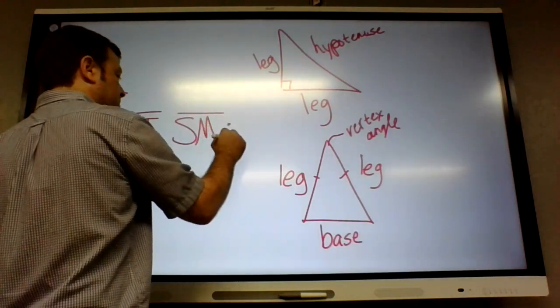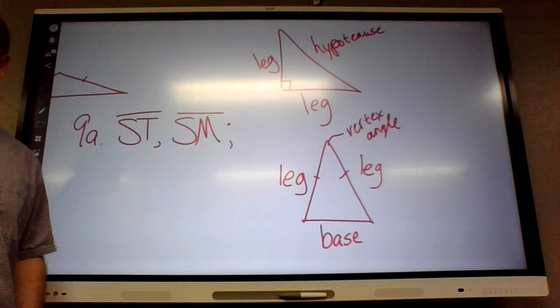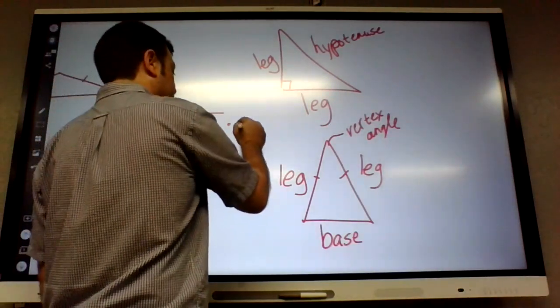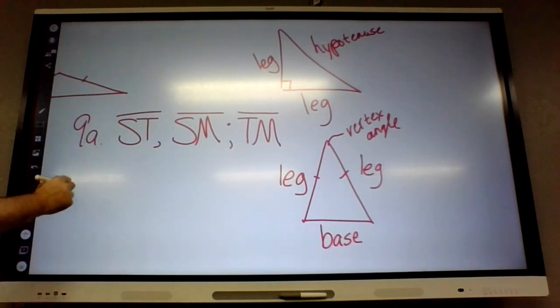All right, we get it. Those are the two congruent sides. And then the base is the not congruent side, so it'd be TM. Timothy. Does that matter? No, it doesn't matter.